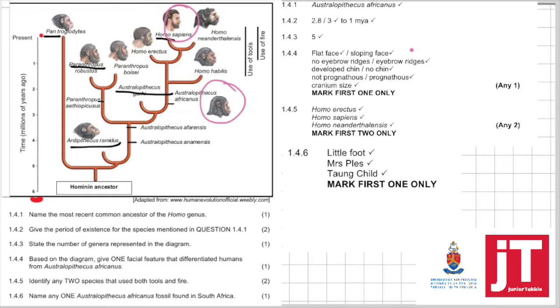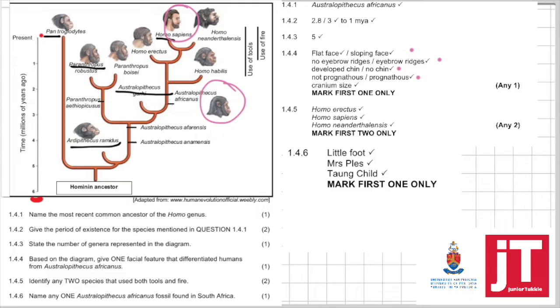Humans have no eyebrow ridges, or you could have said africanus has eyebrow ridges. Humans or Homo sapiens have a developed chin, or africanus no chin. Homo sapiens are not prognathous, while africanus is prognathous, and you could have spoken about the cranium size as well. You wanted one, so just mention any one.